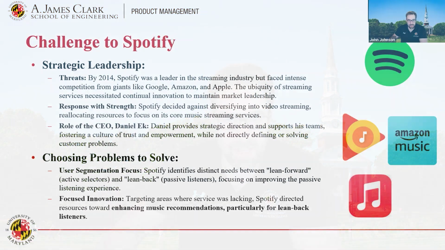And then there were the lean back listeners who were passive listeners who really just wanted to turn on and experience the music. And they also wanted to have the selection somewhat made for them. And so oftentimes they were experiencing Spotify in the context of doing something else. In order to make sure that they retained and grew as a company, they focused in particular on these lean back listeners by enhancing music recommendations and figuring out how to solve that problem.